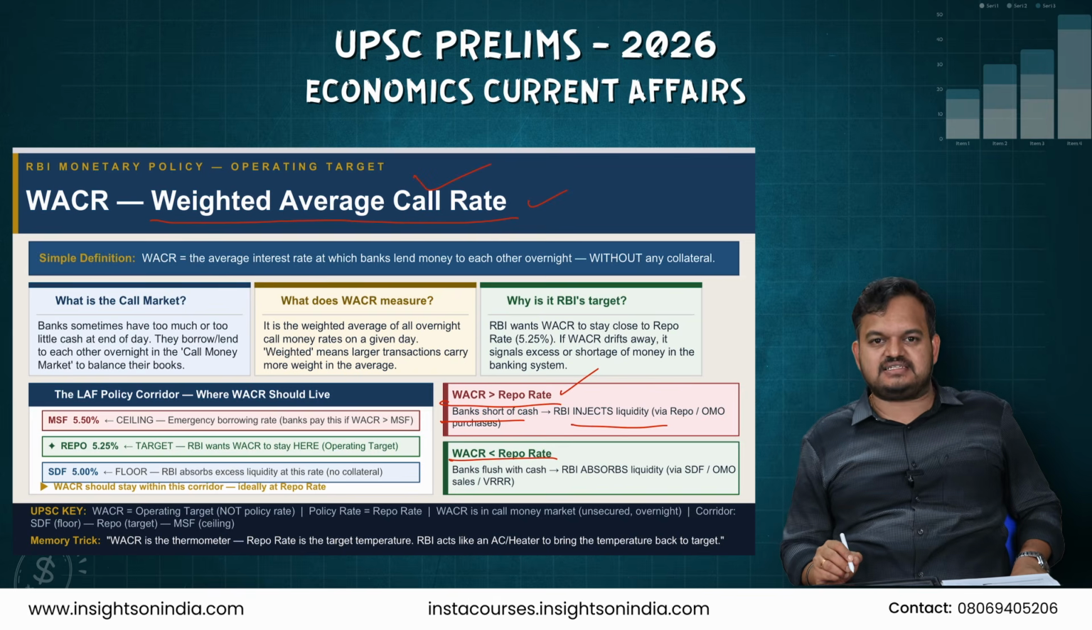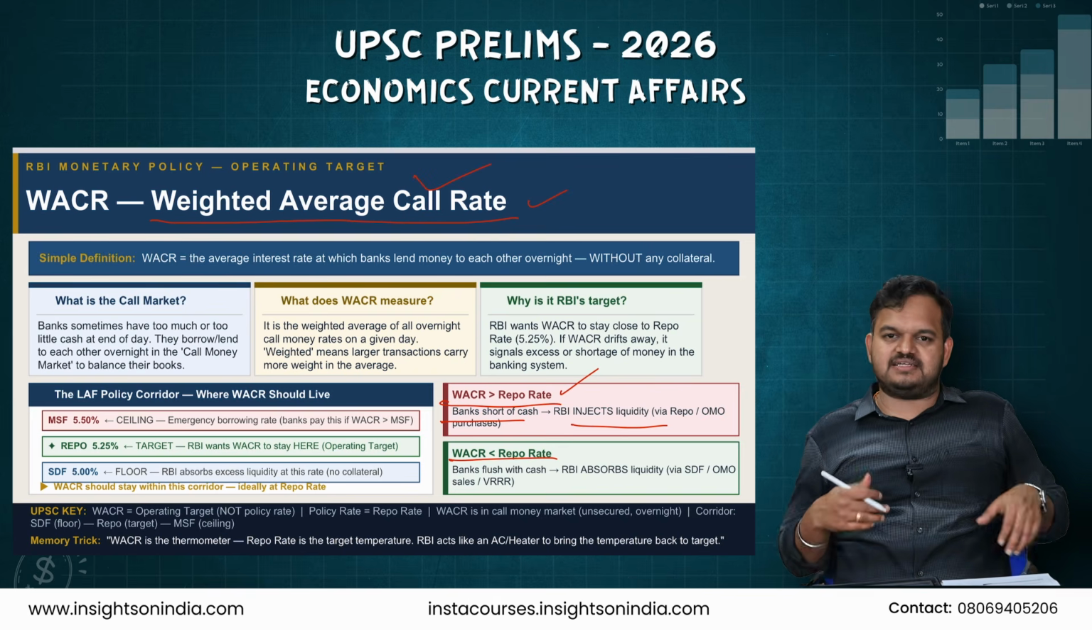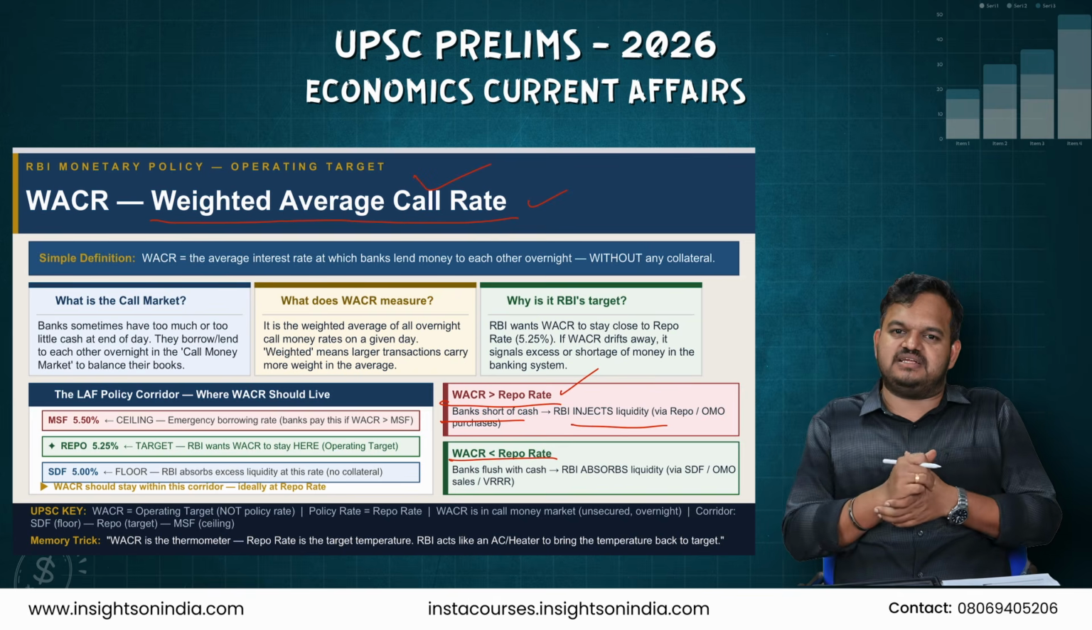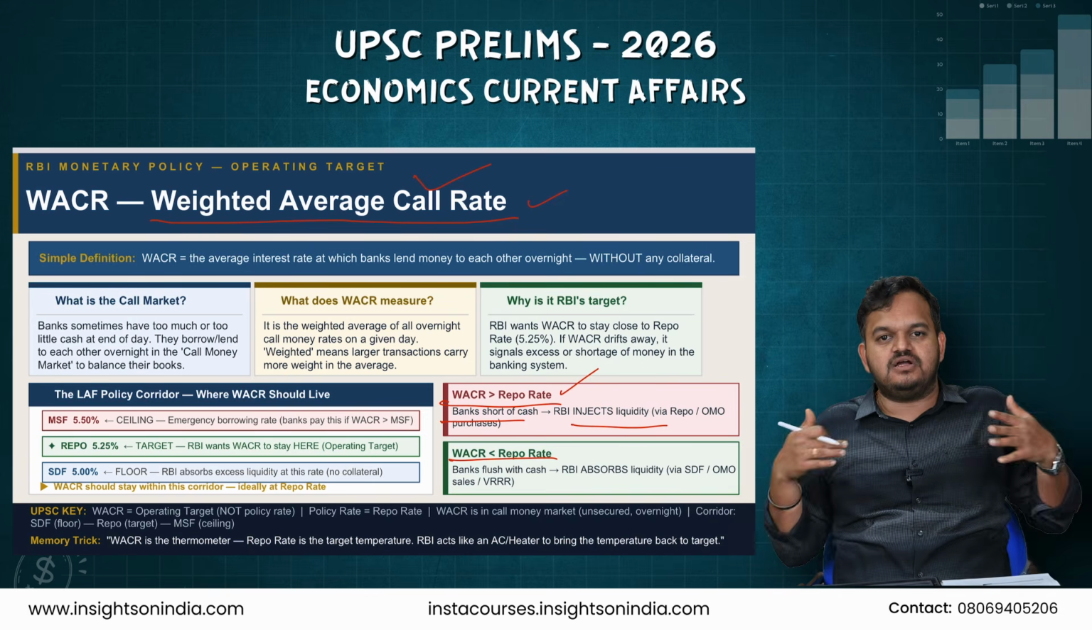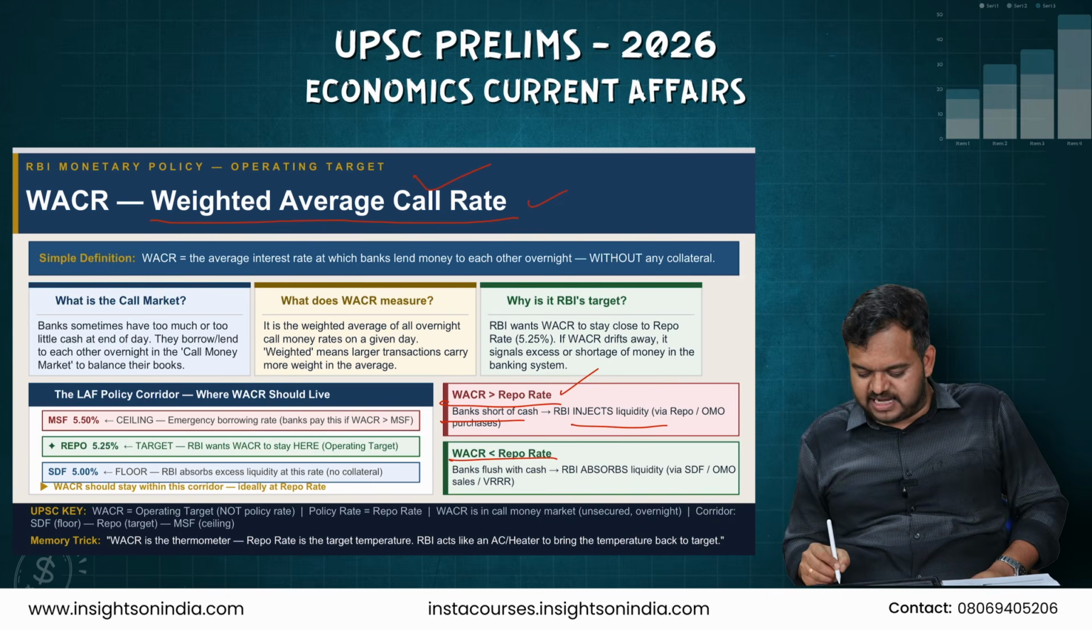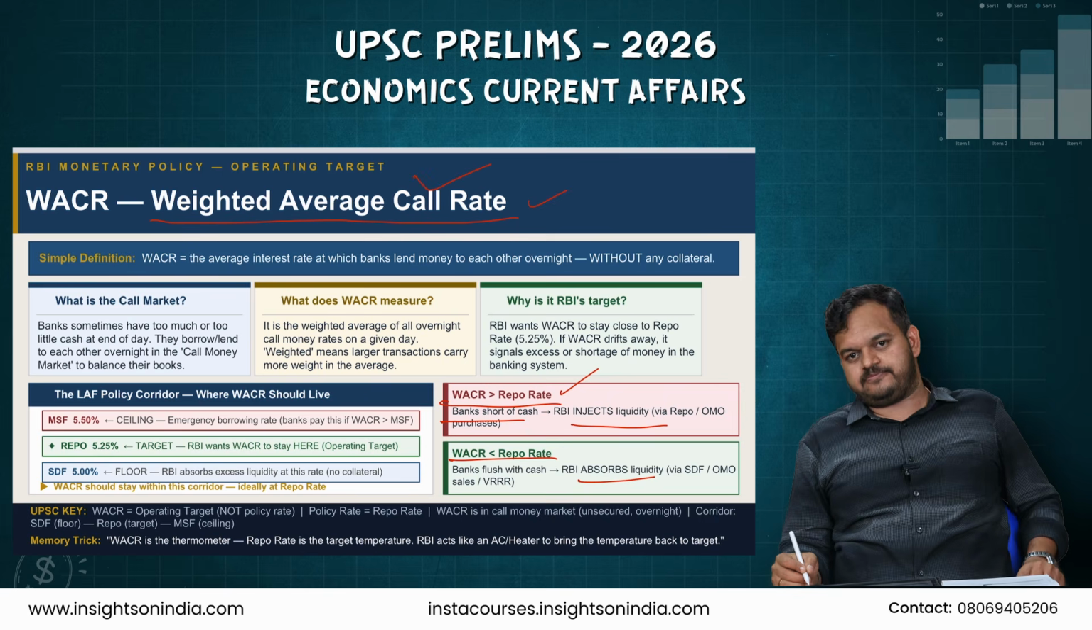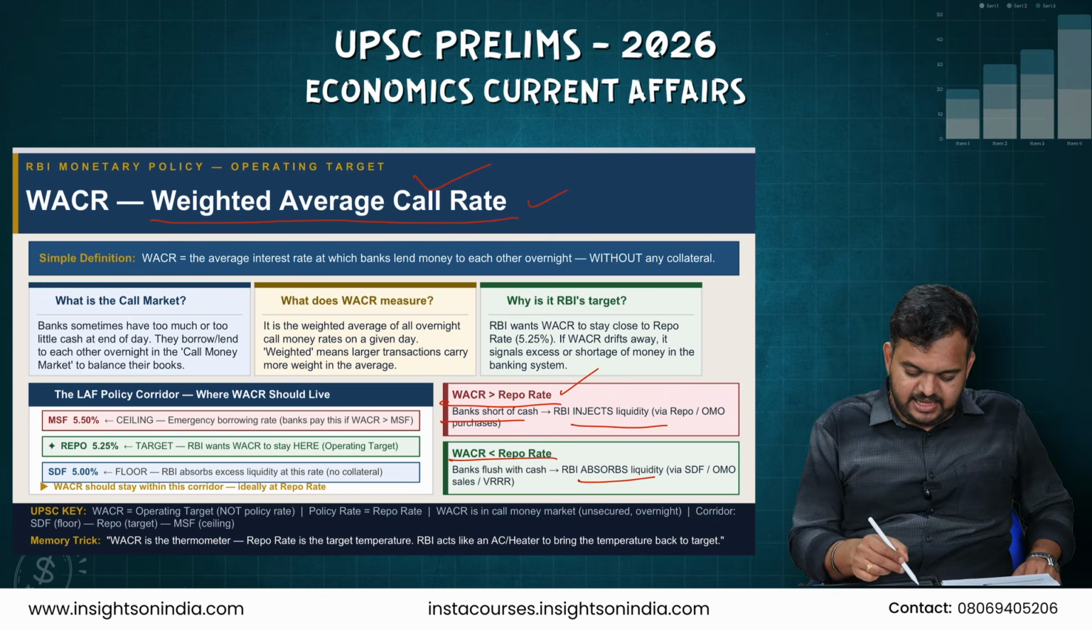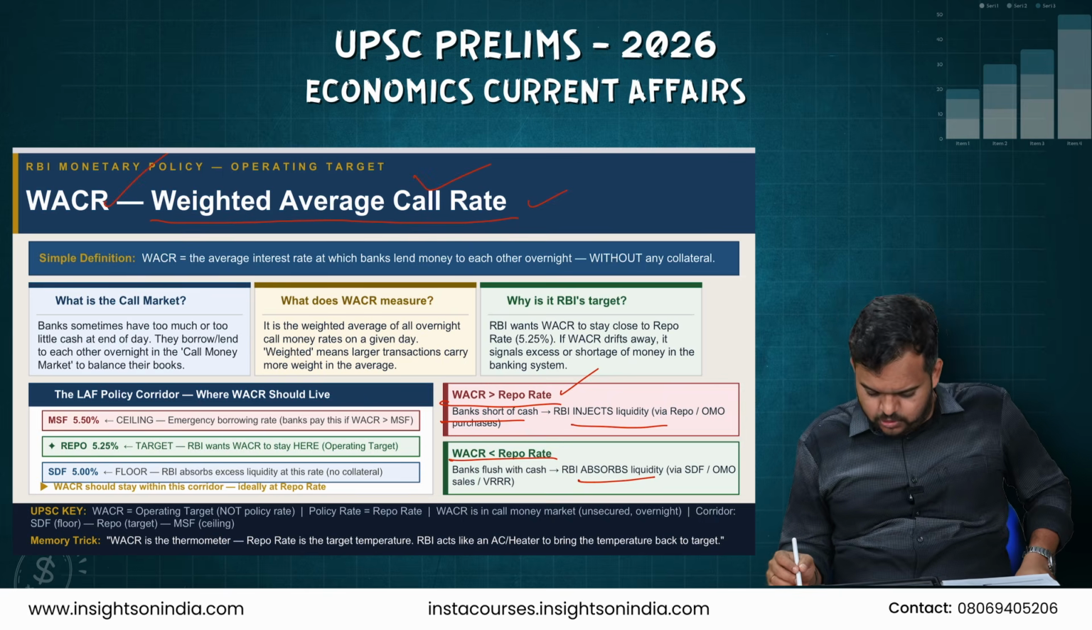If the WACR is less than repo rate, if banks are lending for less than repo rate, it means there is a lot of cash with the banks. Now, RBI thinks that, okay, it is time to absorb the liquidity. That's about WACR. That's about it, nothing more.